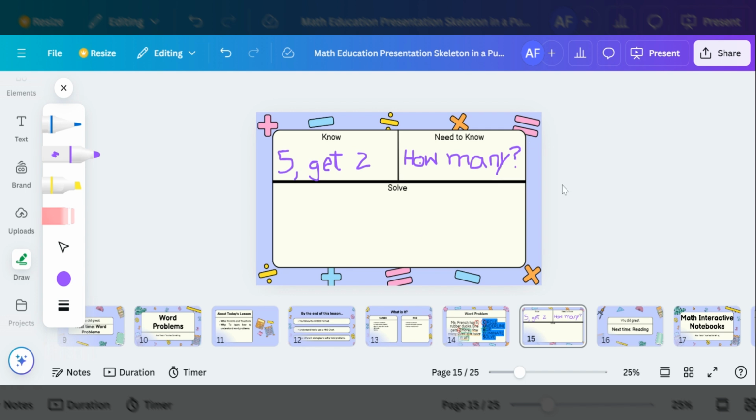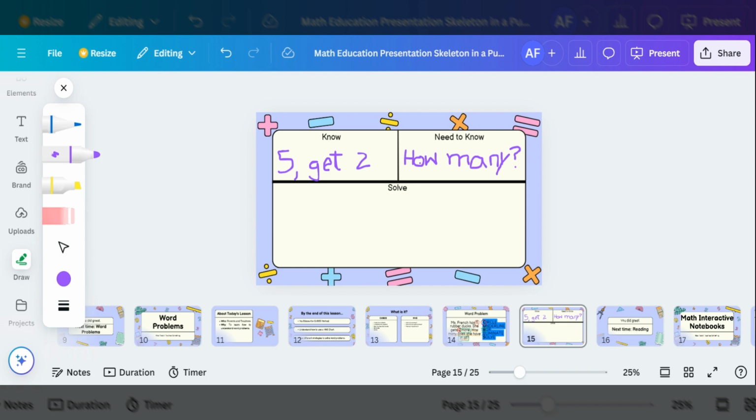Now, if you remember from the last video, we talked about different ways to write numbers, which led into different ways to solve basic problems. That's where we get this part. This is where I have the kids start to think about, well, what are some strategies I know that I can use to solve this problem?